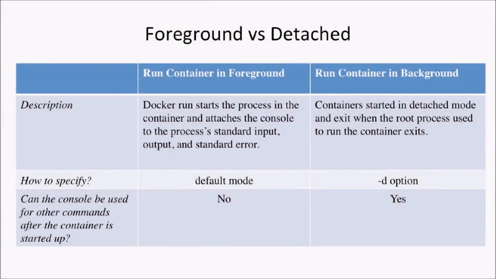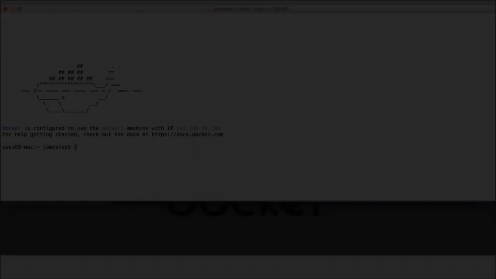In the previous lecture, we have seen how to run containers in the foreground. But in most cases, containers are actually running in the background. We can start a Docker container in detached mode with the -d option, so the container starts up and runs in the background. That means we can start up the container and use the console after startup for other commands. Let's see this in action.